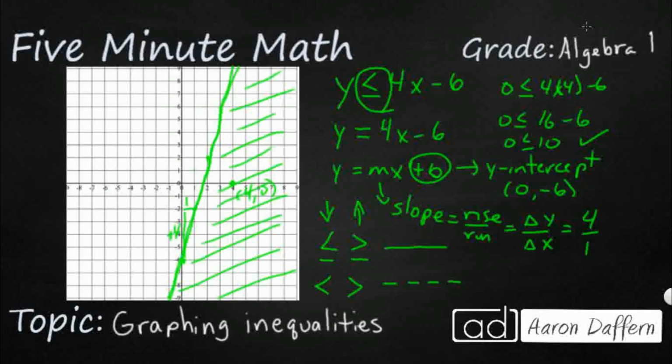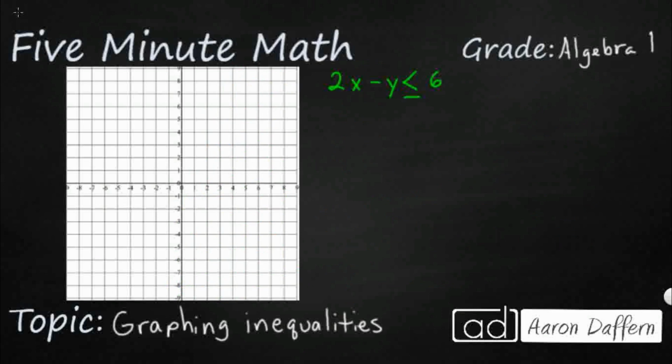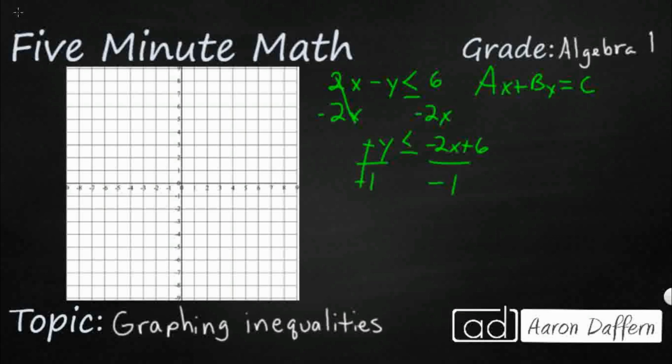Let's look at another example. 2x minus y is less than or equal to 6. This is in standard form, and so we don't want that. What we want is for it to look like our slope-intercept form. So let's take 2x from both sides. That's going to leave us with minus y is less than or equal to negative 2x plus 6. We need to divide both sides by negative 1. That's going to make that a positive y, because that's what we're looking for.